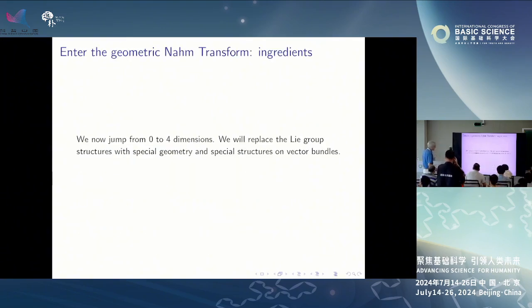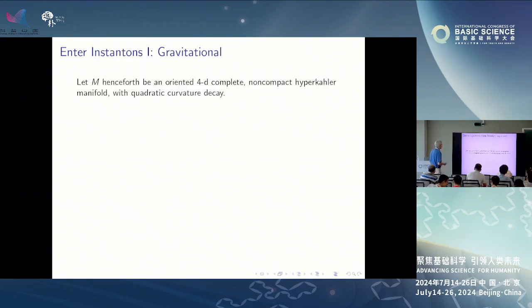All right, so now that's my representation theoretic background. And for those of you who don't like representation theory, well, now leave it behind. But you know you should learn representation theory. Everybody has to know representation theory. Okay, so let's jump now from 0 to 4 dimensions. We had all these nice Lie group structures, and we need to replace them with manifolds that have special geometry, and we'll look at vector bundles with special structures on them. Because we can't hope to just go from such homogeneous things to things with no structure whatsoever.